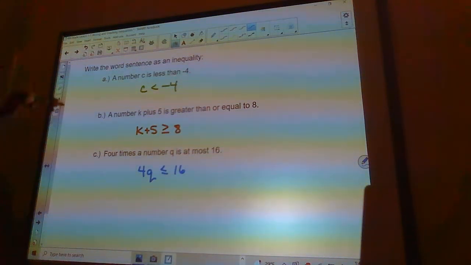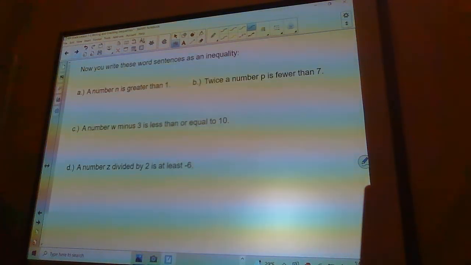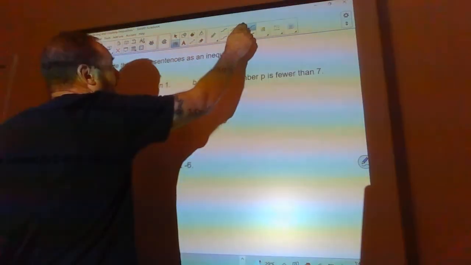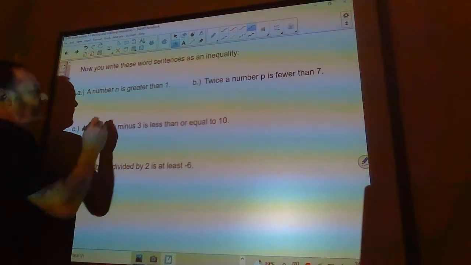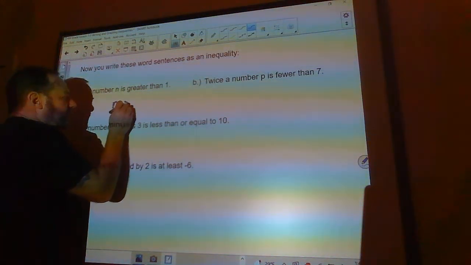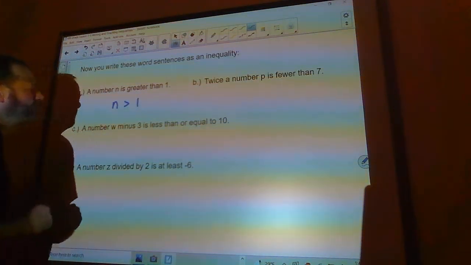Okay. So you try to write these. Take a minute, pause the video, do these 4 problems, and then check back on here and see if you got them right. Okie doke. So let's try this one. A number n is greater than 1. That's a super easy one. N is greater than 1. Piece of cake.